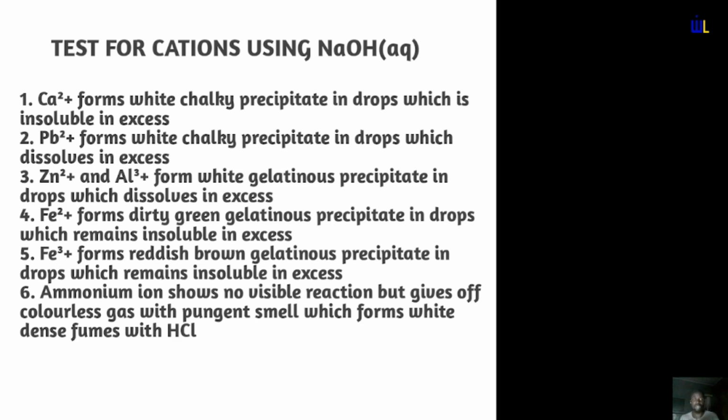We go to the next one. I've shown you what I meant by the chalky precipitate. So we go to number 3. Number 3 is zinc 2 plus and aluminium 3 plus. These two ions would form what we call white gelatinous precipitate. If you remember earlier on in this class, we said that zinc, aluminium, and lead are all amphoteric, which implies that they can dissolve in excess NaOH. So zinc and aluminium will form white gelatinous precipitate, and those precipitates will dissolve in excess NaOH. So what do we mean when we say gelatinous?